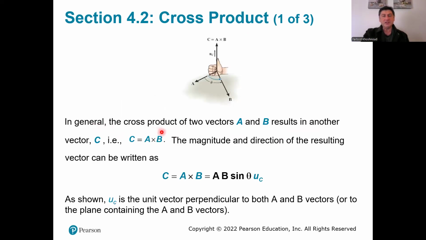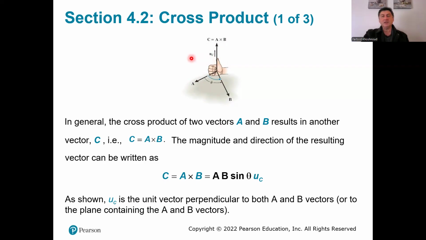In general, we can use the cross product approach, which is, if you have two vectors, as you see in the figure, vector A and vector B, the cross product A cross B is another vector C, which can be calculated by multiplying the magnitude of A by the magnitude of B by the sine of the angle between vector A and vector B. The direction of the result of this cross product is perpendicular to vector A and vector B, in this case shown as vector C or U sub C, because it's a unit vector in that direction.